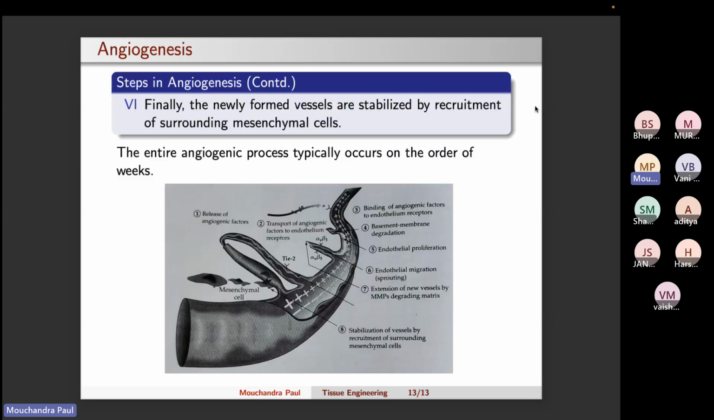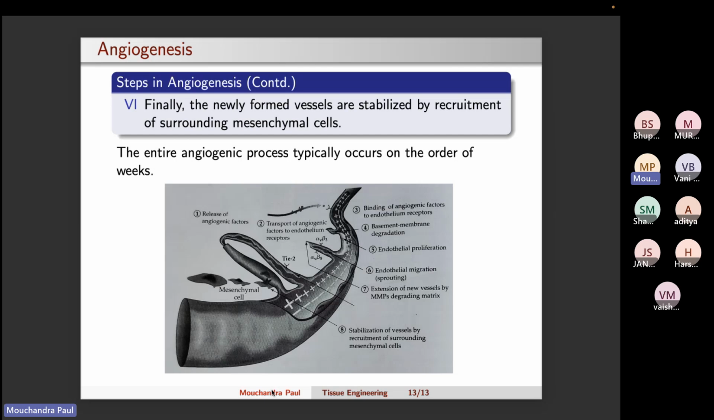And finally, the structure of the newly formed vessels is stabilized by the surrounding mesenchymal cells. If you go to the internet and see the structure of blood vessels, or what cells make a blood vessel, you will see that first the endothelial lining is there, then a lining of smooth muscle cells, and also fibroblasts, then the pericytes. These kinds of cells are recruited in order to stabilize the structure of the newly formed blood vessels.